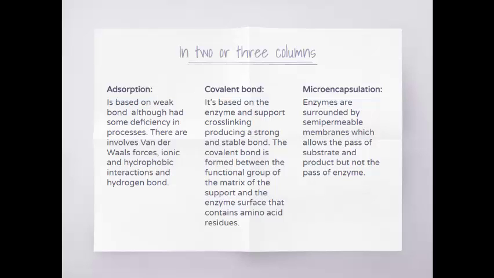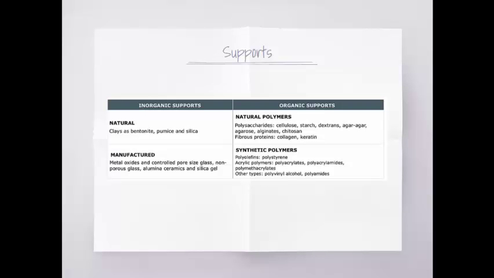The covalent bond is formed between the functional group of the matrix of the support and the enzyme surface that contains amino acid residues. Microencapsulation: enzymes are surrounded by semi-permeable membranes which allow the passage of substrate and product but not of the enzyme. Supports can be classified as inorganic and organic, and here we can see the different types of supports.